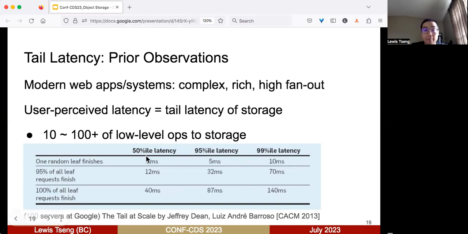For example, here is some real data from Google. The median latency of 1 millisecond is super good. But when we talk about tail latency, the 99th percentile, it suddenly becomes 10 milliseconds. And if we get a more stringent design, where you require all the operations to complete, then the median is 40 milliseconds, not too bad, but the 99th percentile is at 140, which is not really good. Okay, so we want to design systems that have very good tail latency performance.